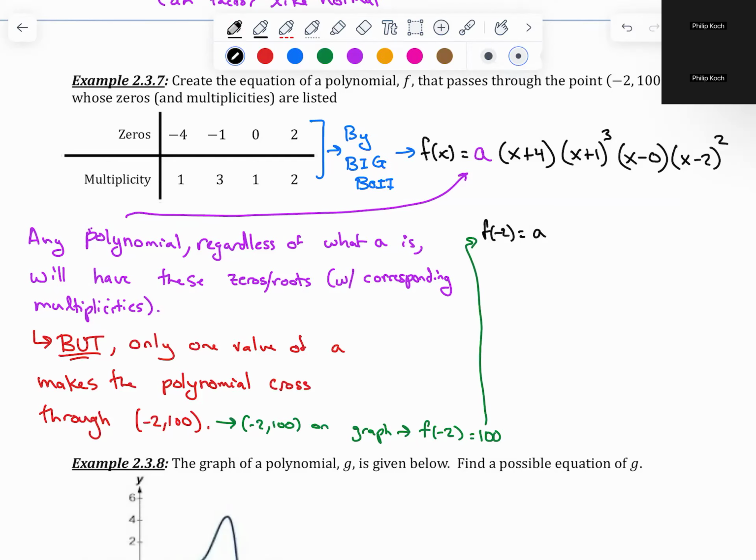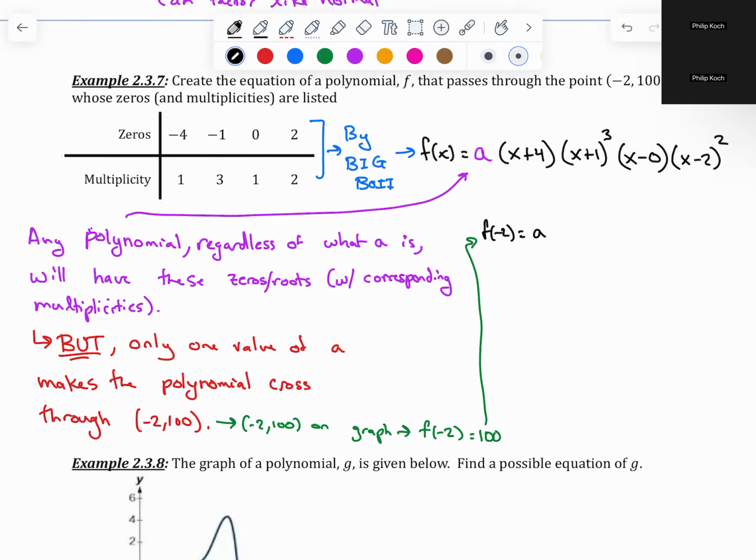And if you're bored, if you ever use the Desmos calculator, feel free to write in it f of x equals a times x plus 4 times x plus 1 cubed times x minus 0 times x minus 2 squared. And that'll give you a slider for a. And you can also plot the point -2 comma 100. And you'll see if you slide a around, there's only one choice of a that makes it go through the point -2 comma 100.